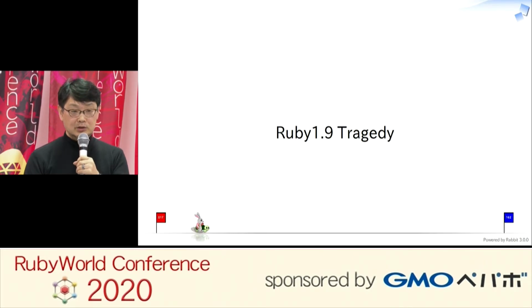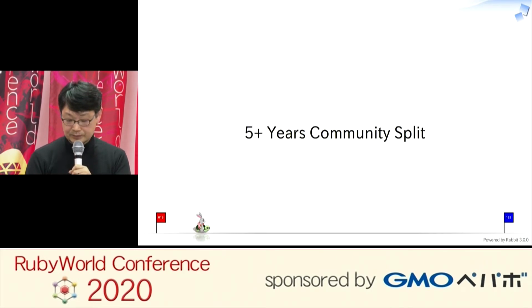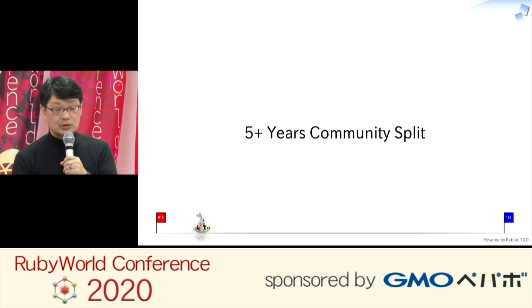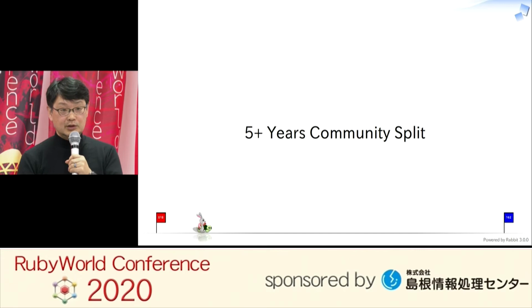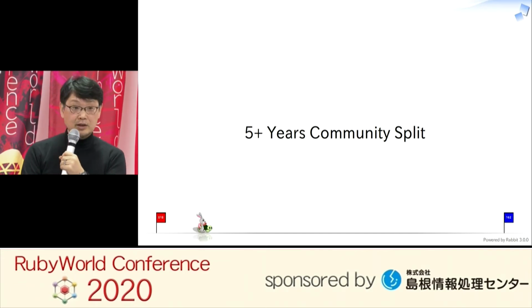When we had Ruby 1.9, we experienced some challenges regarding compatibility. It took 5 years to fix the split in the community because of that lack of compatibility. That happened between 1.8 and 1.9. I think it was 2007.